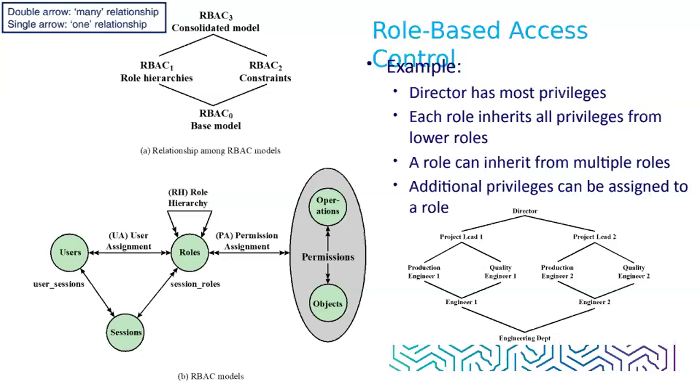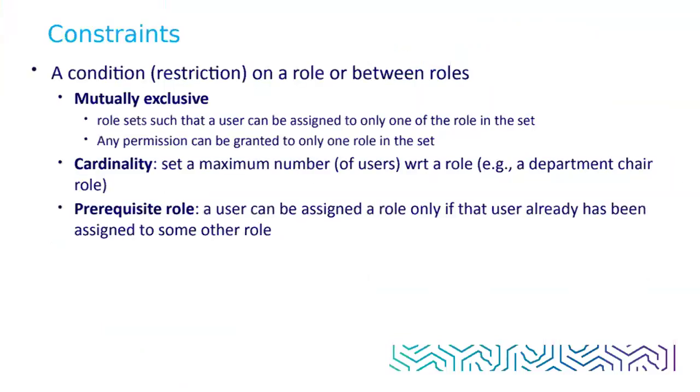So the RBAC family will evolve from the basic RBAC0 model to the comprehensive RBAC3 model by progressively introducing the role hierarchies and security constraints. Together, the users, roles, permissions, and sessions form the foundation of role-based access control, while the inheritance and constraints will provide the flexibility and security that is required by the modern enterprise information systems. So then let us understand what the constraints is all about.